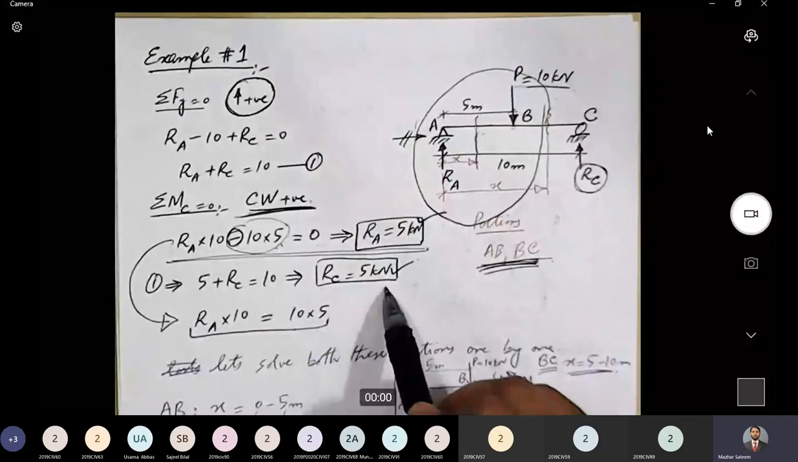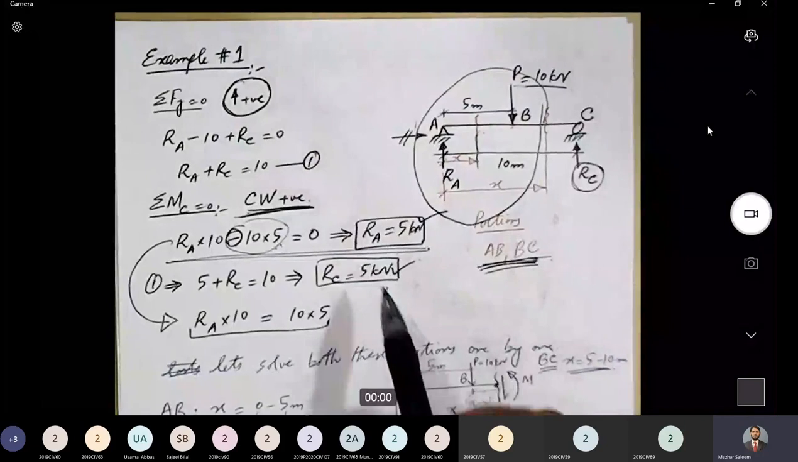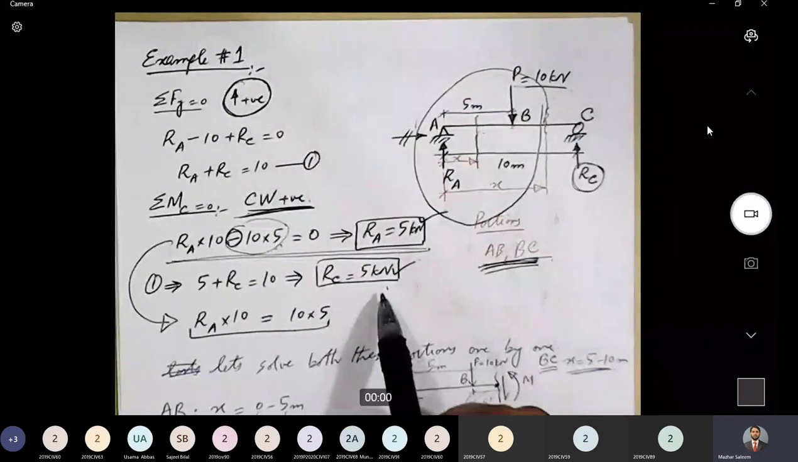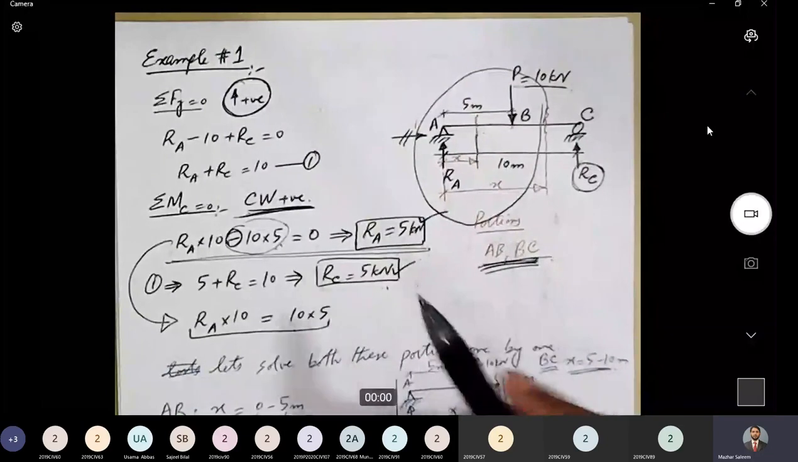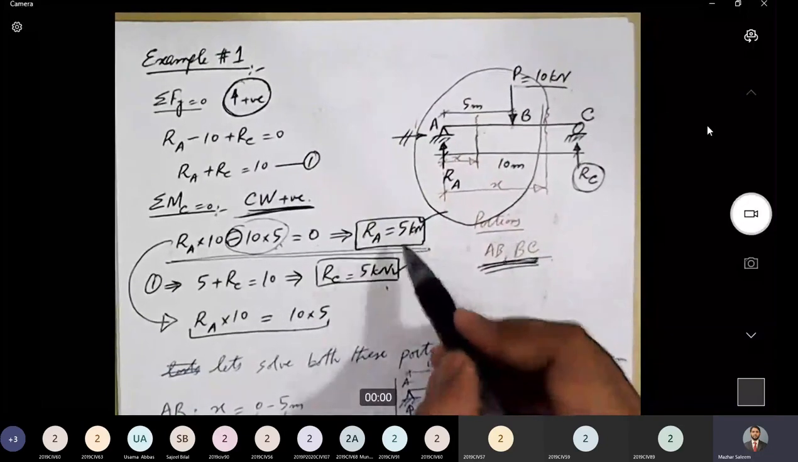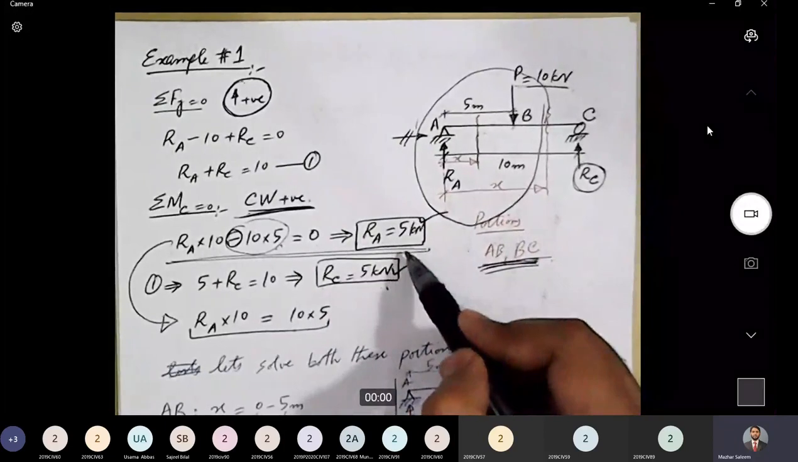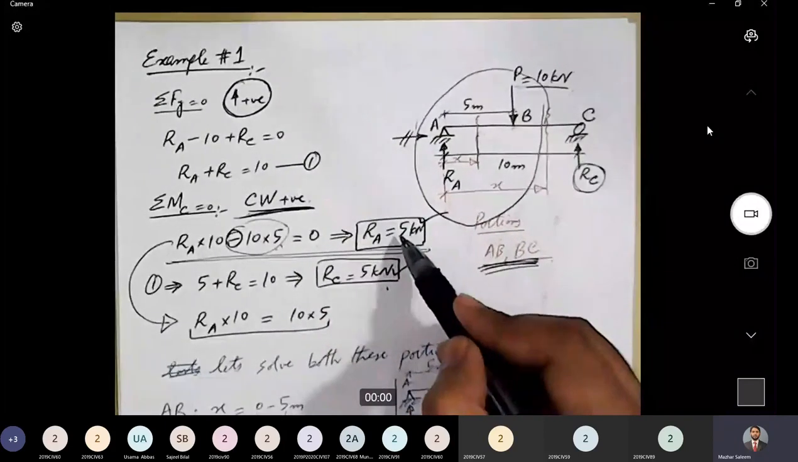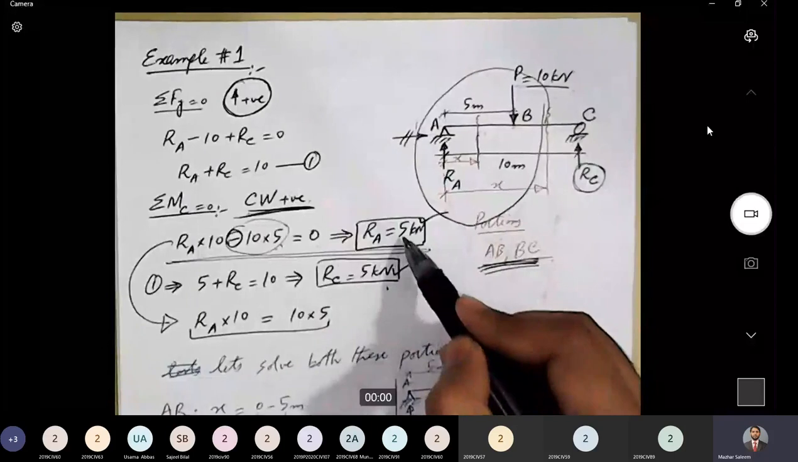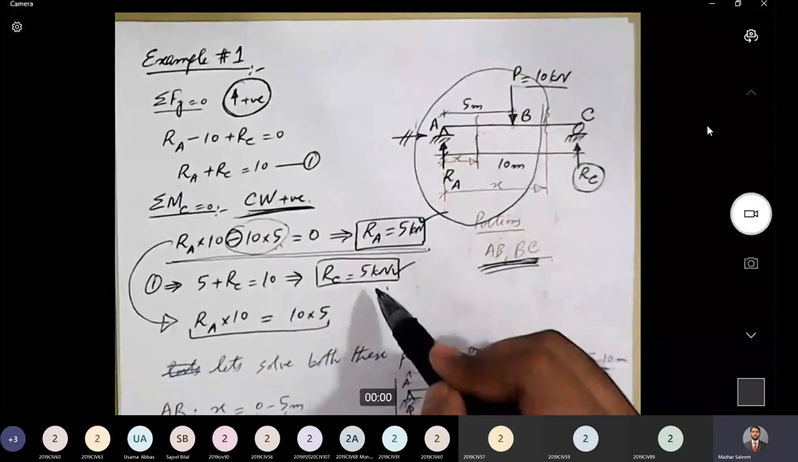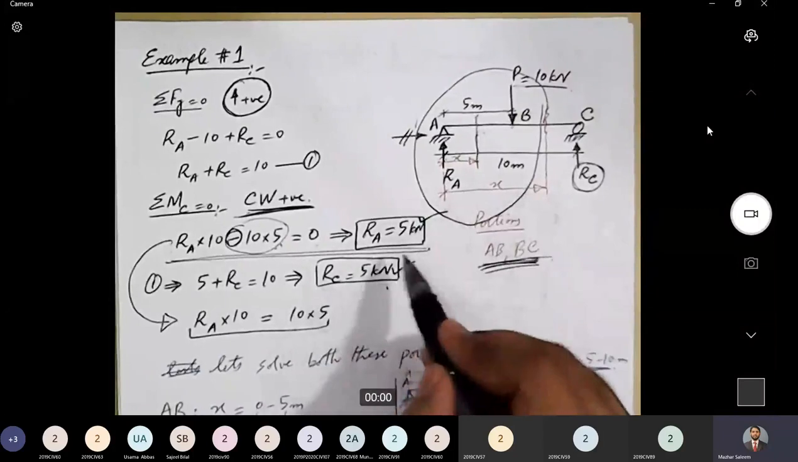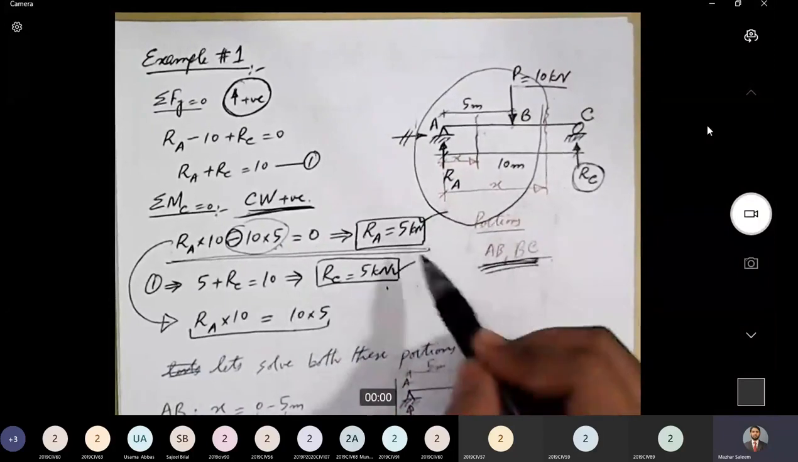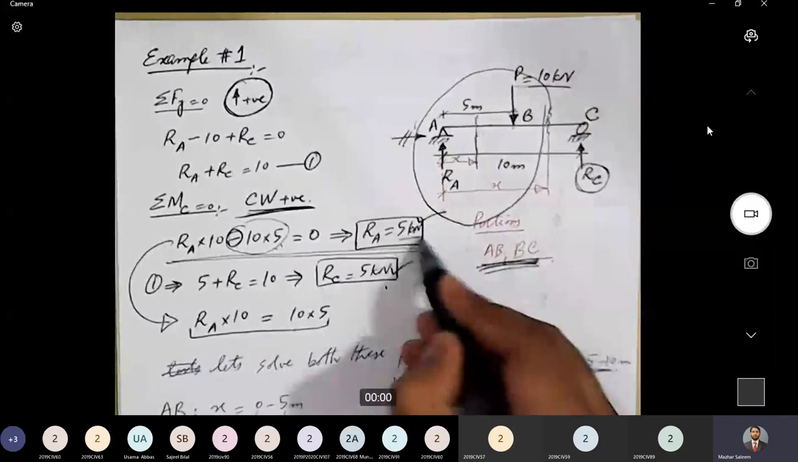Now at this stage, we can try to verify whether our reactions are correct or not. So there are a couple of observations about this reaction. First observation is that the sign of reaction, both the signs are positive. Ra is positive 5 kilonewton and Rc is also equal to positive 5 kilonewton. So both the reactions are positive, which means that the directions that we assumed at the beginning were correct. So directions are fine. And secondly, both the reactions are equal in magnitude.